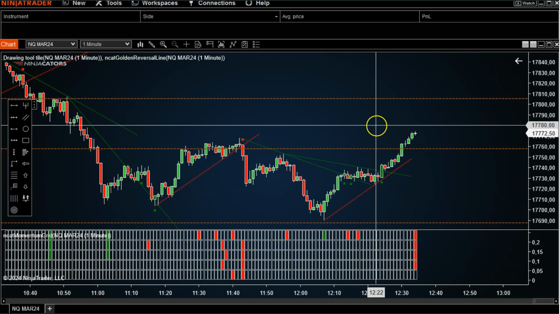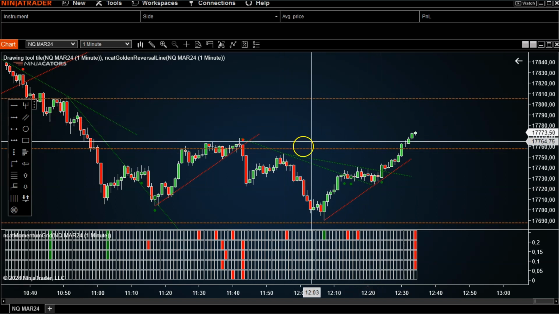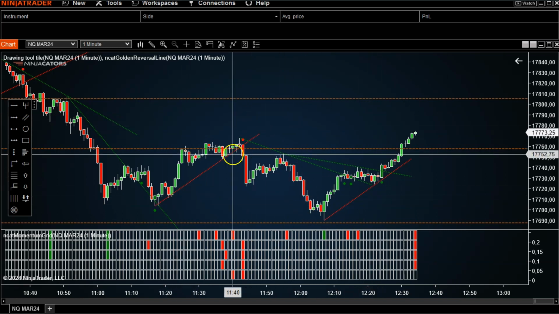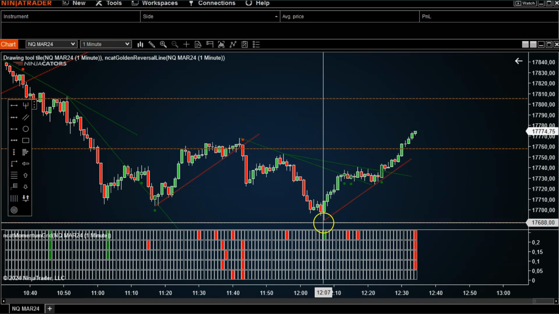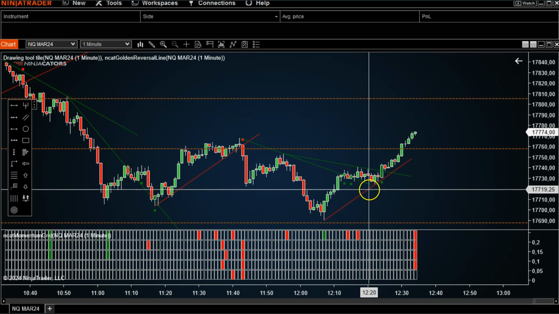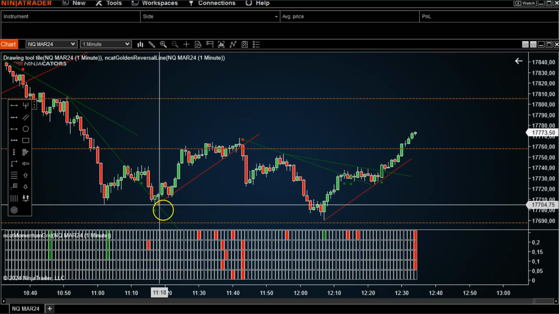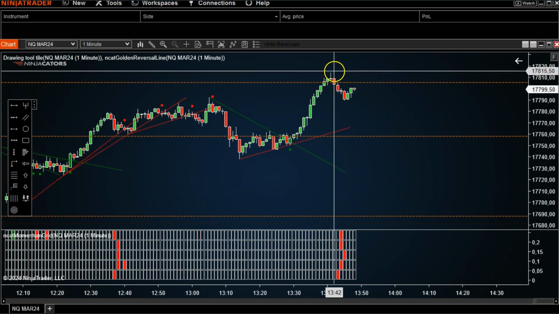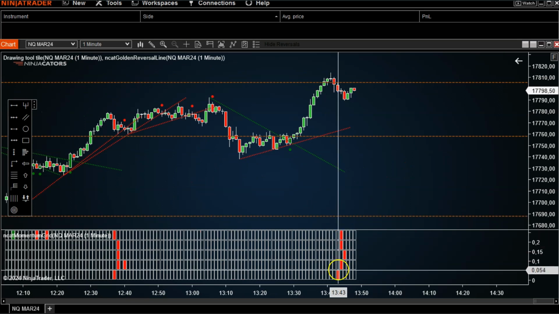Then I've also added the institutional trade location indicator, which I used in the previous video. I used that as a trade location, so price should hit that trade location. I would like to see overbought or oversold conditions, as well as a break of the golden reversal line.